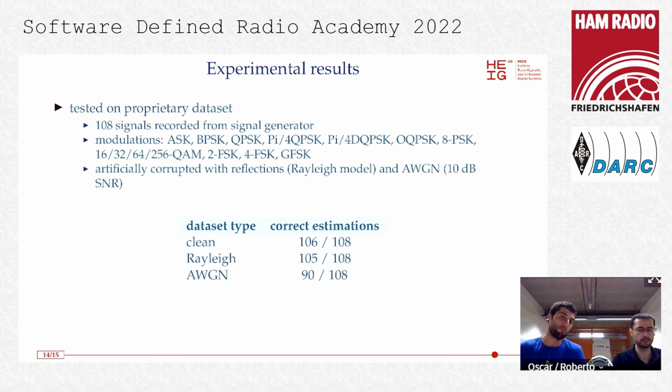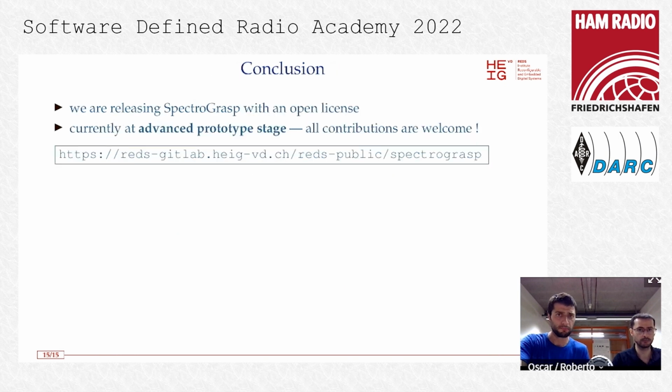On the clean dataset, we basically detected the symbol rate for all the signals that we had, the same in the presence of reflections, and we still had a very good result when additional Gaussian noise was added.